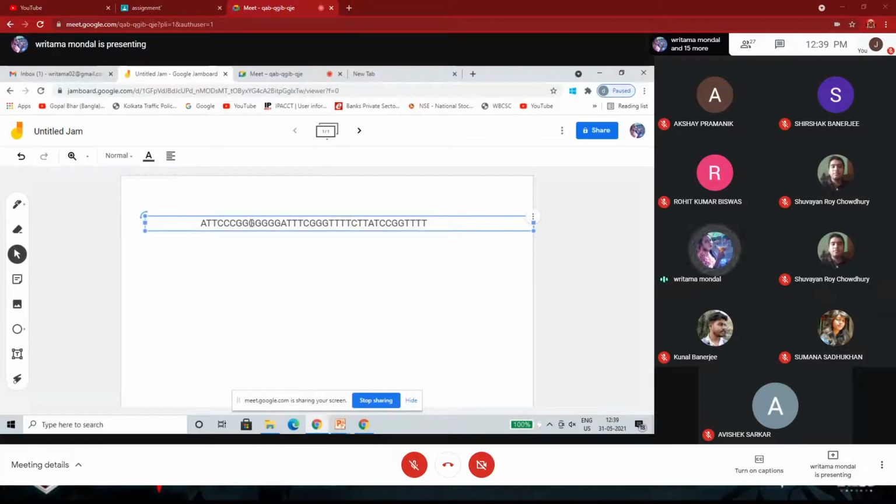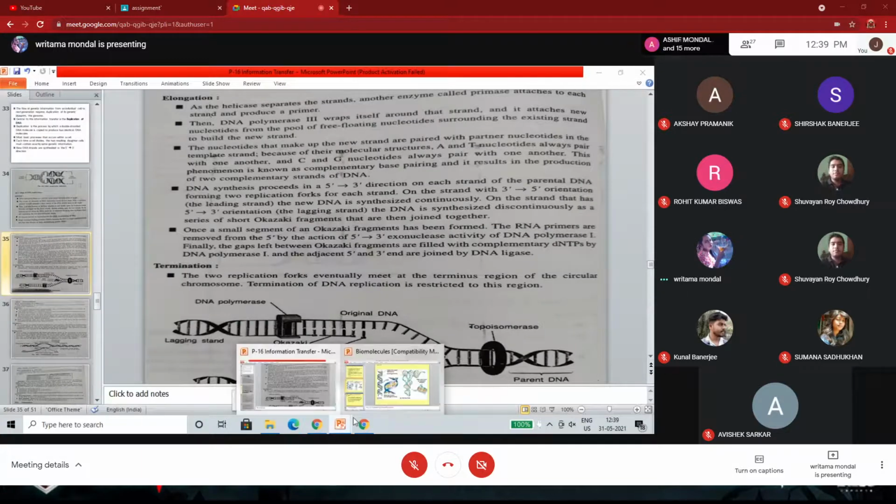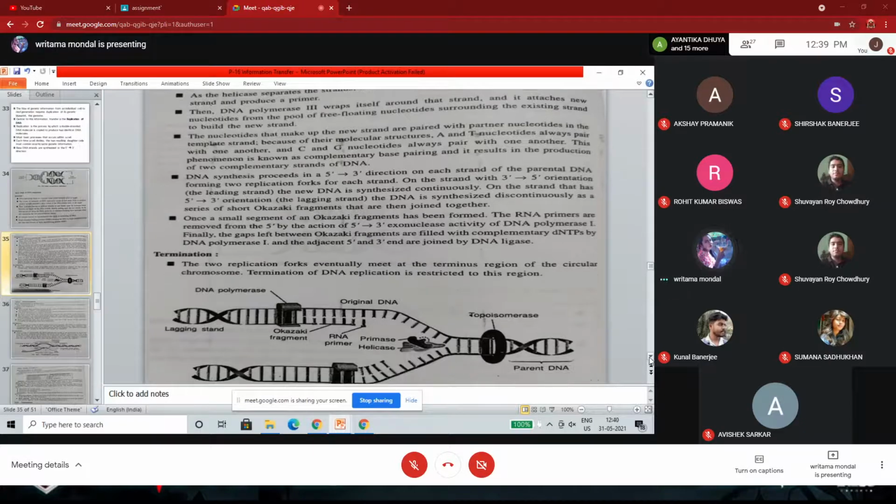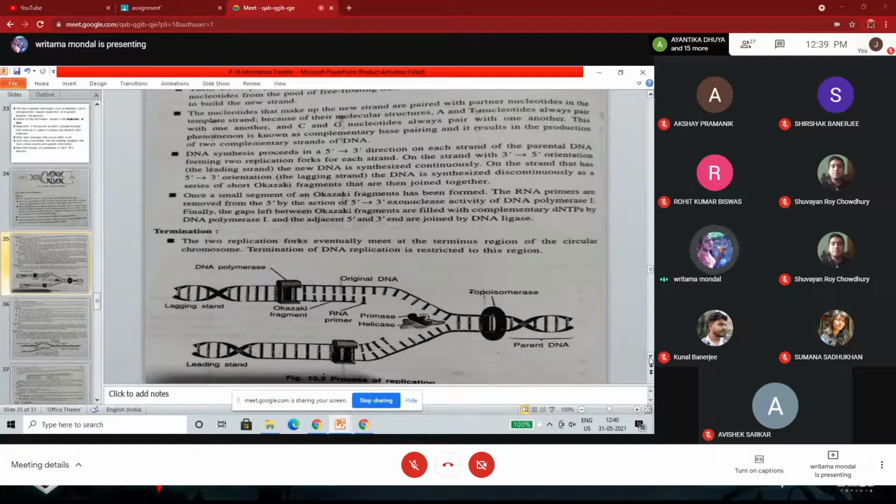Where the RNA primer was, there will be a gap. These gaps are filled by DNA polymerase 1, which adds the DNA sequences. Then a very small stretch where one nucleotide cannot be added is sealed by DNA ligase. So one after another, the lagging strand is synthesized like this. See the video again, you will understand more easily and remember what happens step by step.